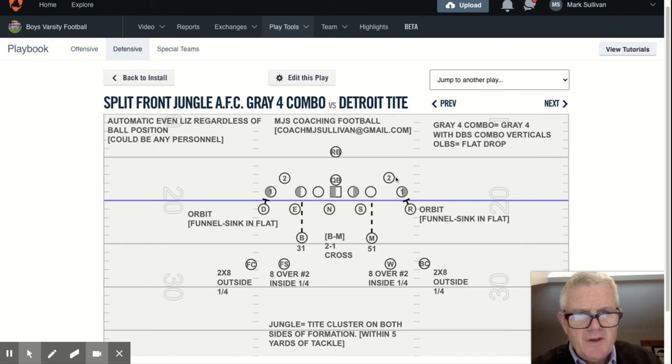Okay, and if they're running a hard mesh route coming across, they're not chasing. Now they're getting their eyes here on number 1. So if it is in fact an inside vertical, he'll take it. Now the corner has got to get his eyes looking for something coming across the formation, which is why we're in this. They bring us in hoping to get us picked off and run crossing routes with receivers, and this helps take care of it.